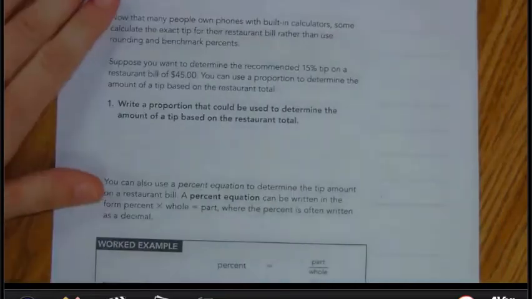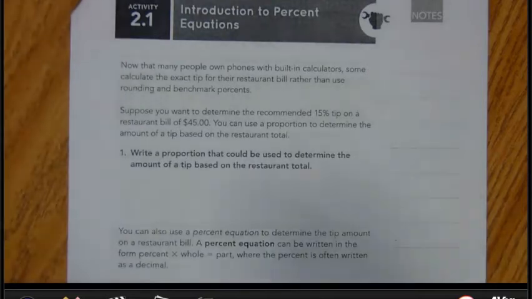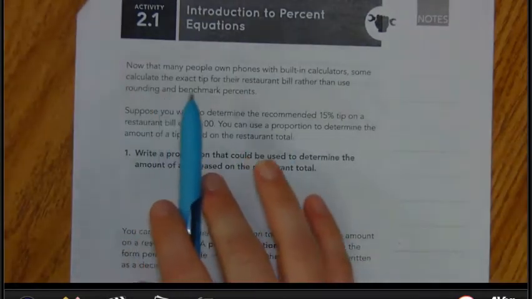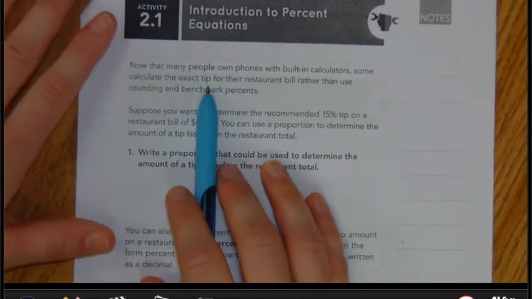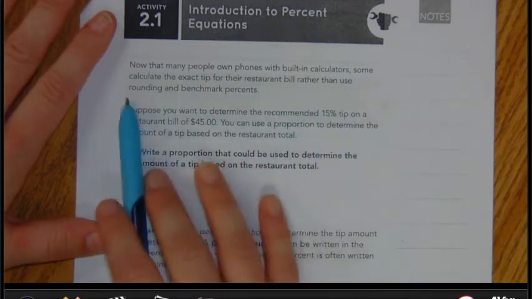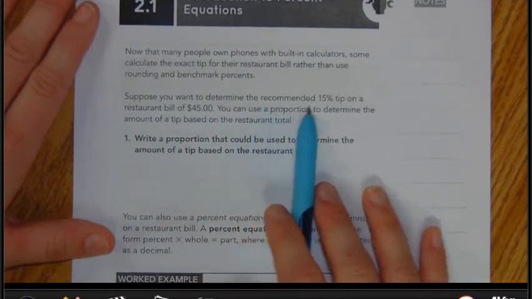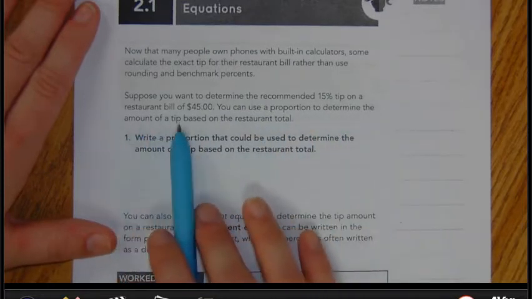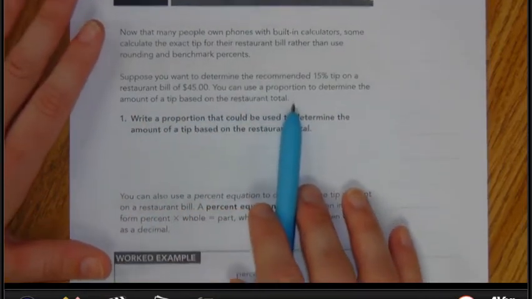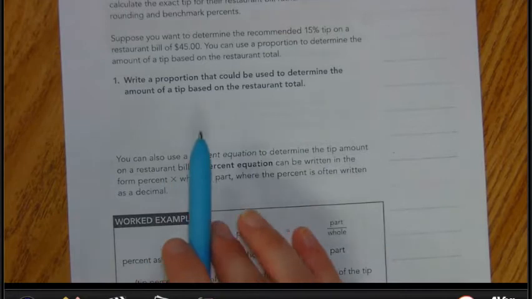Here we go. Looking at activity 2.1, introduction to percent equations. Now that many people own phones with built-in calculators, some calculate the exact tip for their restaurant bill rather than using the rounding and benchmark percents. Suppose you want to determine the recommended 15% on a restaurant bill of $45. You can use a proportion to determine the amount of a tip based on the restaurant total. So number 1, write a proportion that can be used to determine the amount of tip based on the restaurant total.